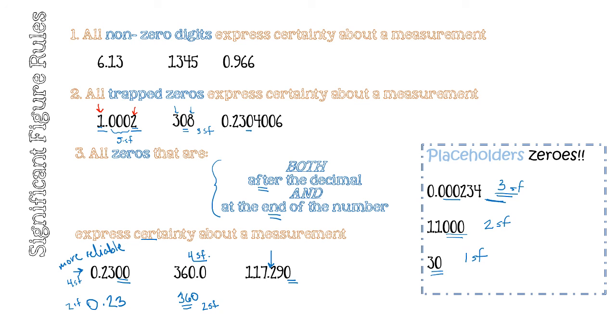Okay, so those are the rules. We're going to practice them in class, and every number that we create, you're going to have to be able to look at it and determine how many significant places are being reported, and we'll use those rules in the second part of this video to use them in calculations.